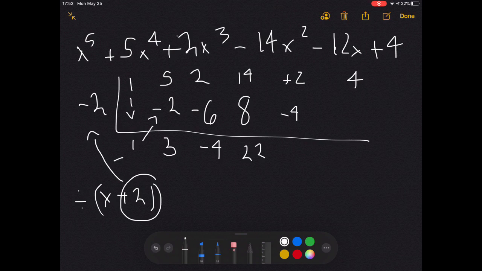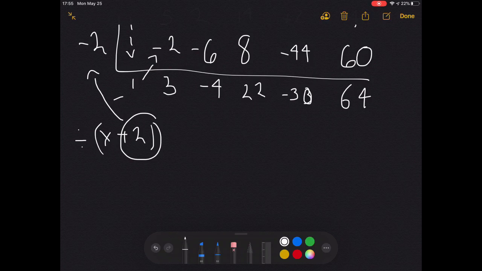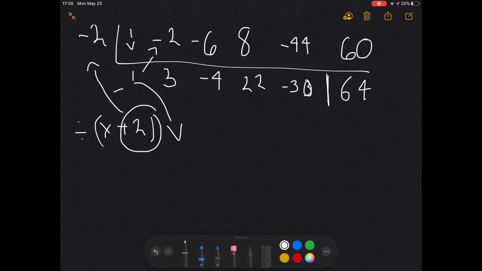That 12 looks weird, but it's a 12. Then 12 plus -44 would be -30. Then -2 times -30 would be 60 positive. And now what's really important is that we're gonna separate the last coefficient, because now that we know we have a remainder, we will separate it, and now we will write the leading coefficients.